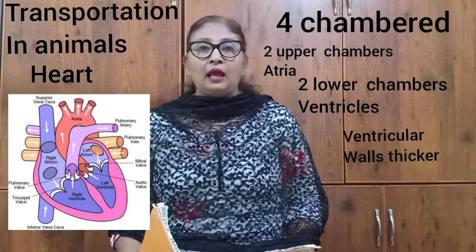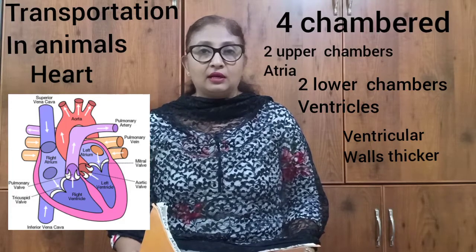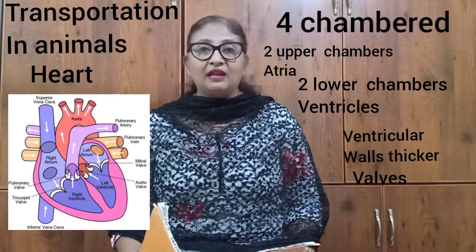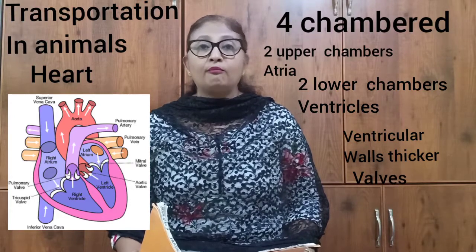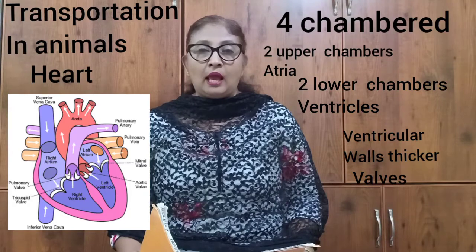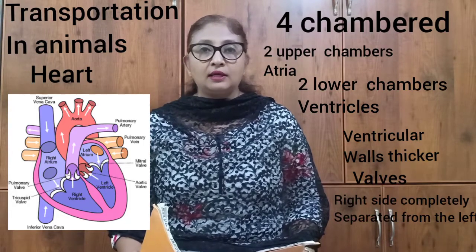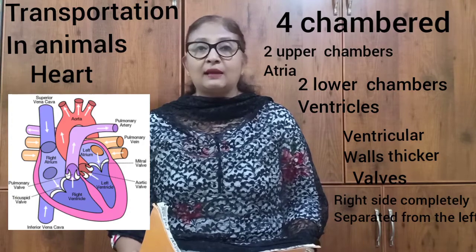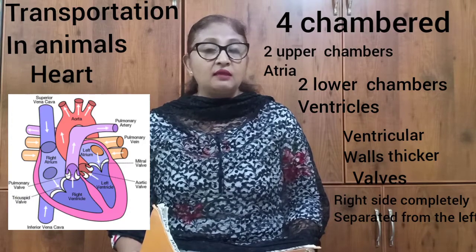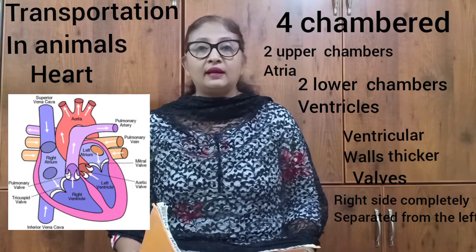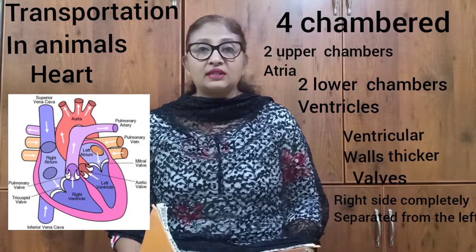Between the atria and the ventricles are present valves. Valves prevent the backflow of blood, and the right side and the left side of the heart is completely separated. Therefore, there is no mixing of oxygen-rich blood and carbon dioxide-rich blood.